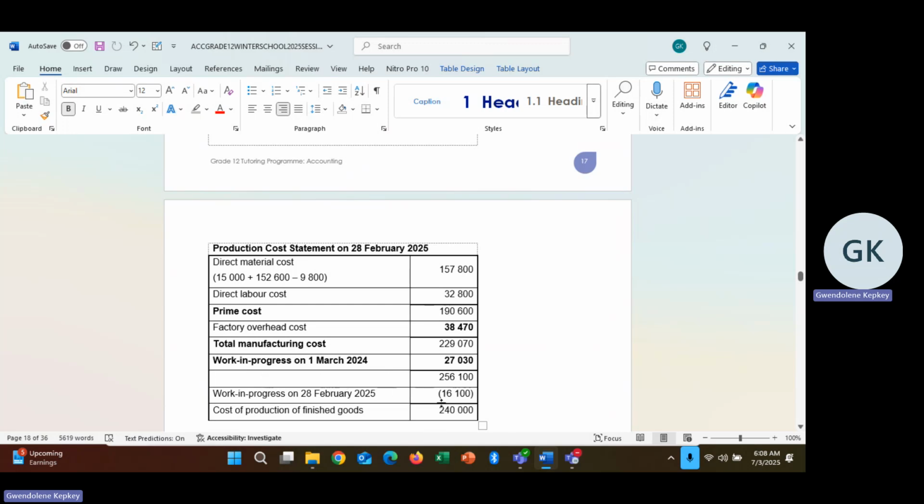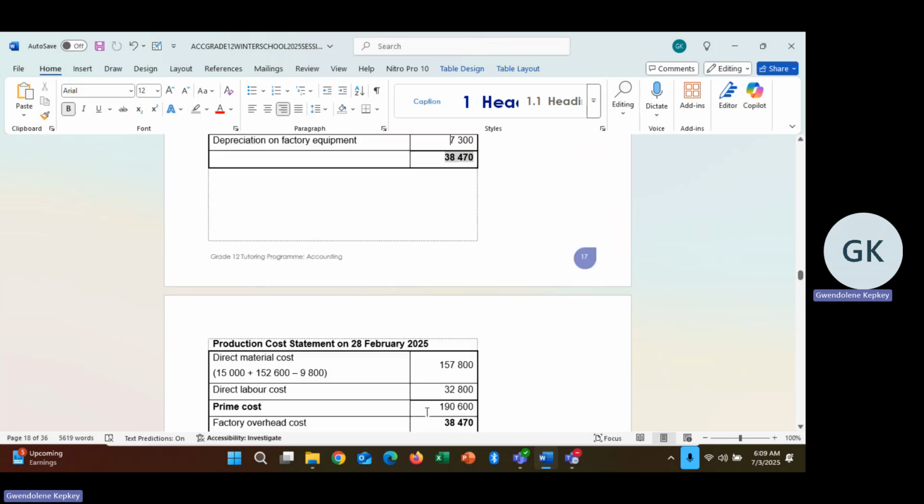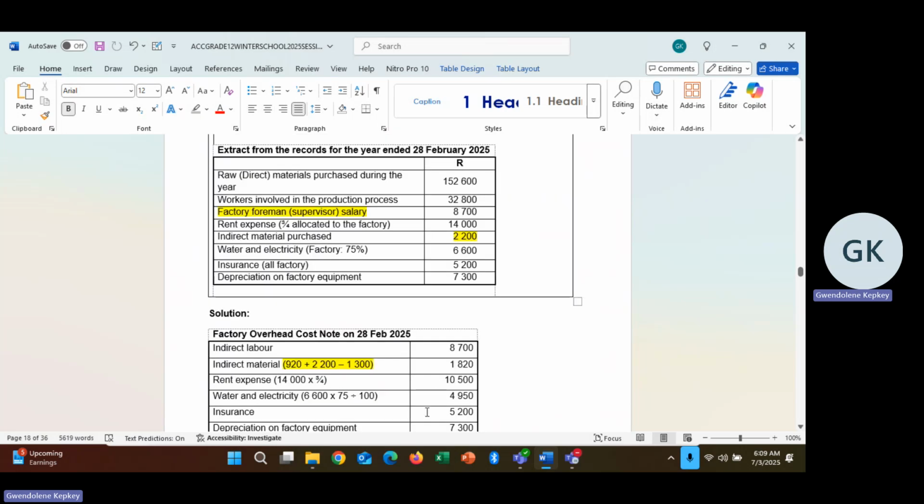I then take off my work in progress at the end of the year, and I come to a cost of production of finished goods of 240. Let's quickly go and check where we have obtained those figures from.